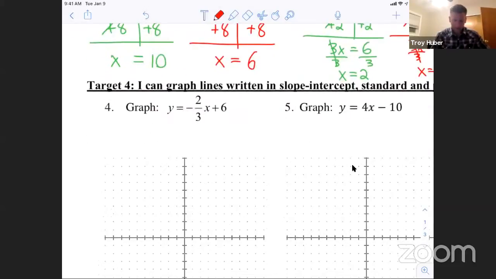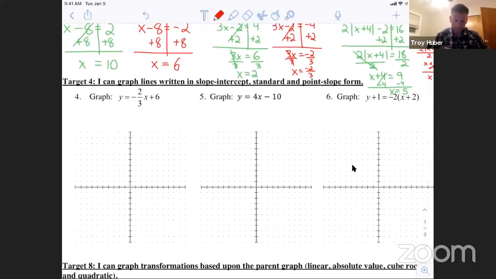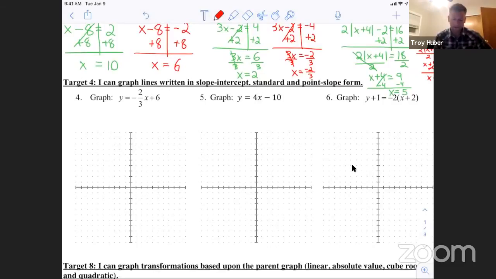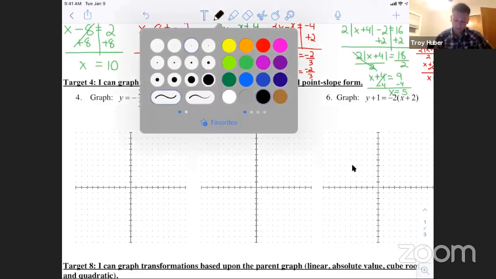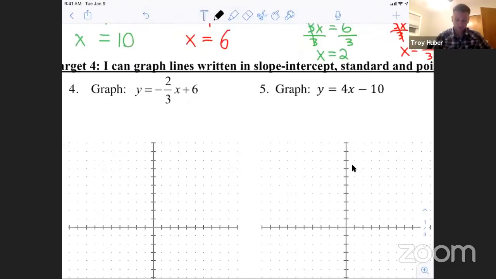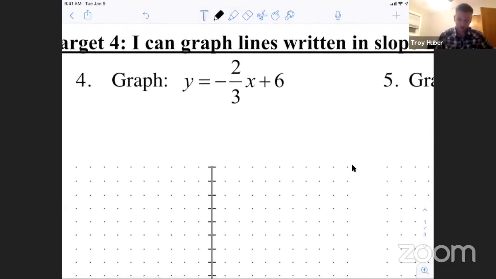Let's look at our next one. Our next target is that we can graph some lines written in 3 different forms. All right, now let's review those forms quickly. Your first form is number 4. That's going to be what we call slope intercept form.